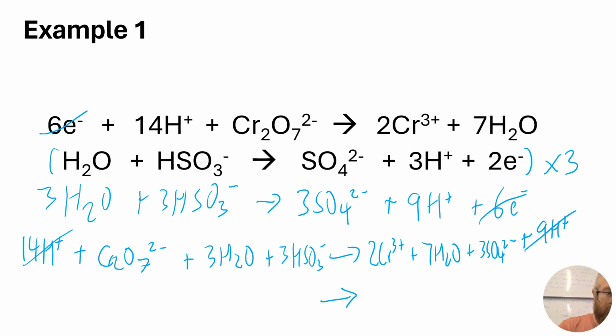So that will bring that one down to, I might change my color now. Change that to, I have now 5H pluses on that side, and then the waters, I've got 7 on the right hand side and 3 over there, so I'll cancel the one out, and so that makes 4 H2Os.